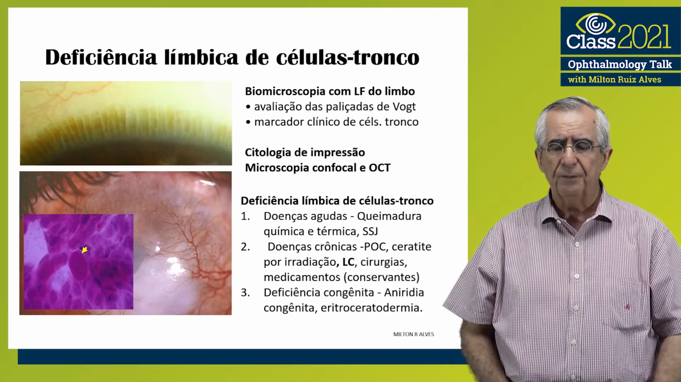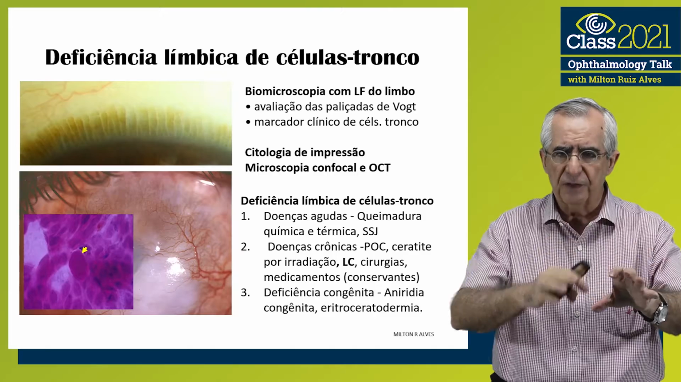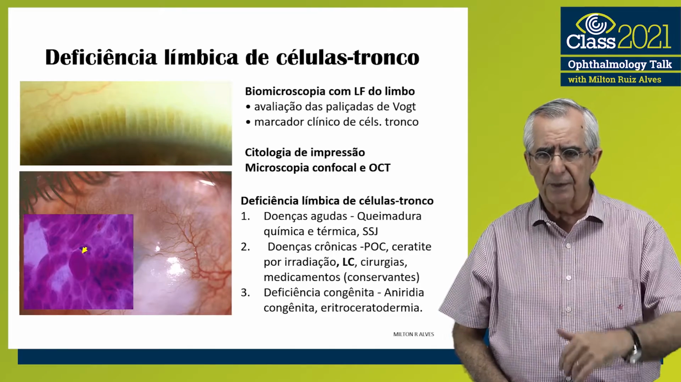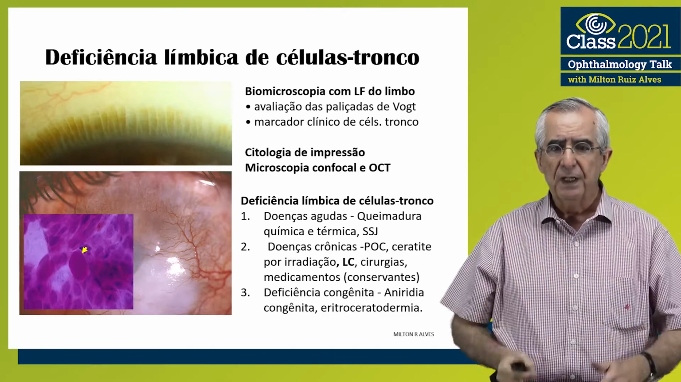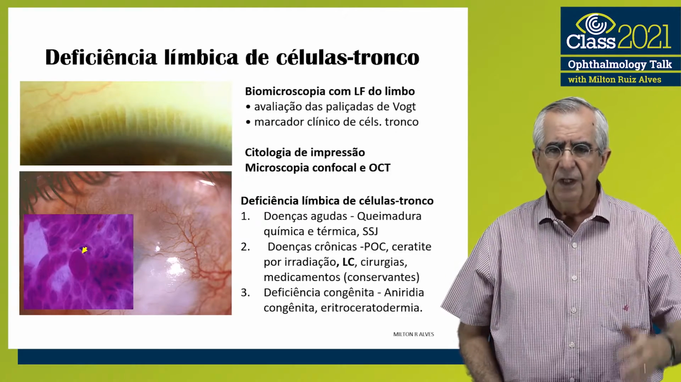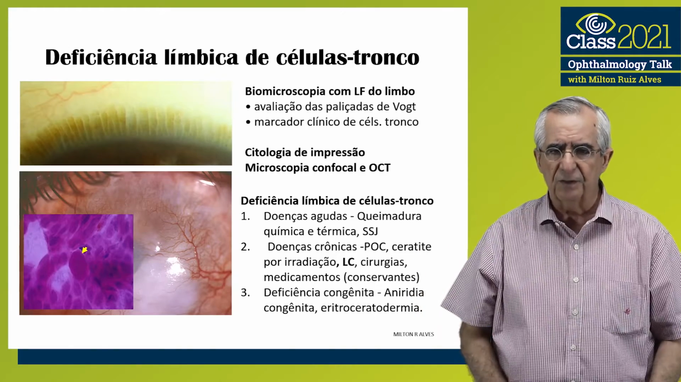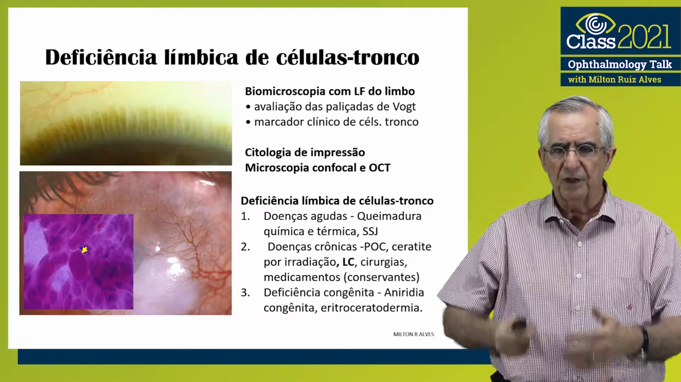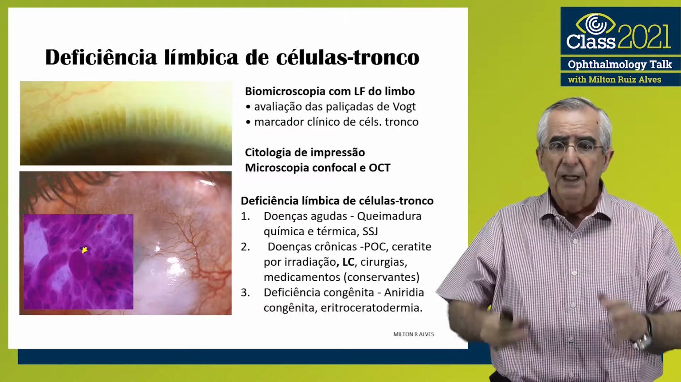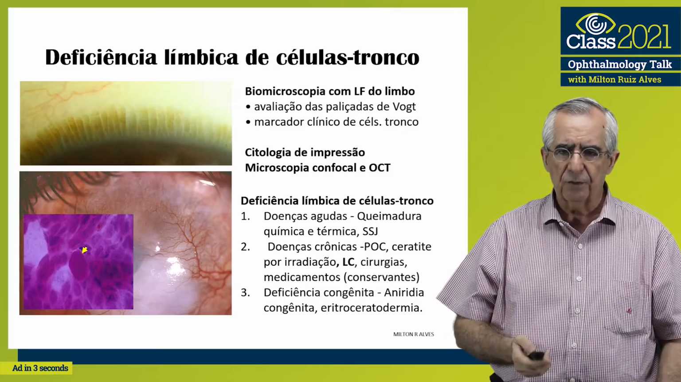Limbal stem cell deficiency can result from acute illnesses such as chemical and thermal burns, Stevens-Johnson syndrome, and chronic diseases such as ocular cicatricial pemphigoid, irradiation keratitis, after multiple surgeries, the use of contact lenses, in addition to the topical use of preservatives such as benzalkonium chloride, and is represented by congenital aniridia and erythroderma.